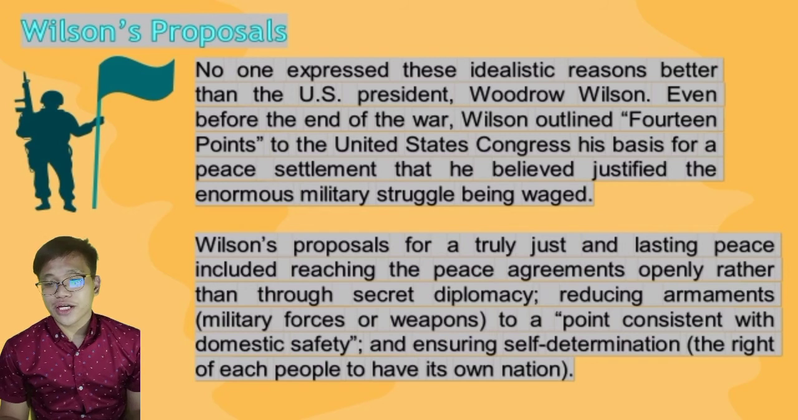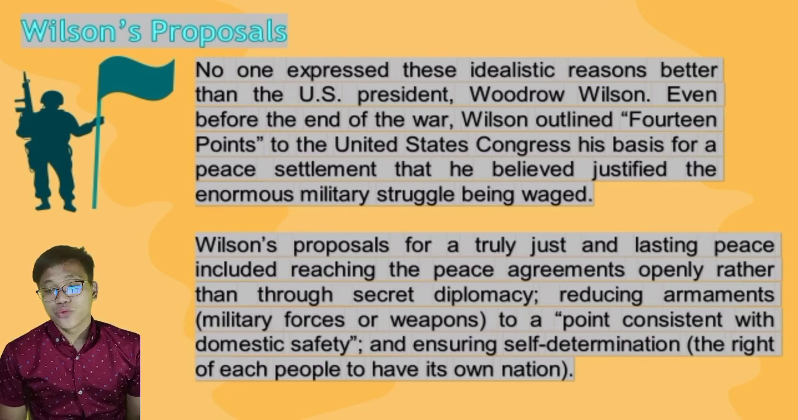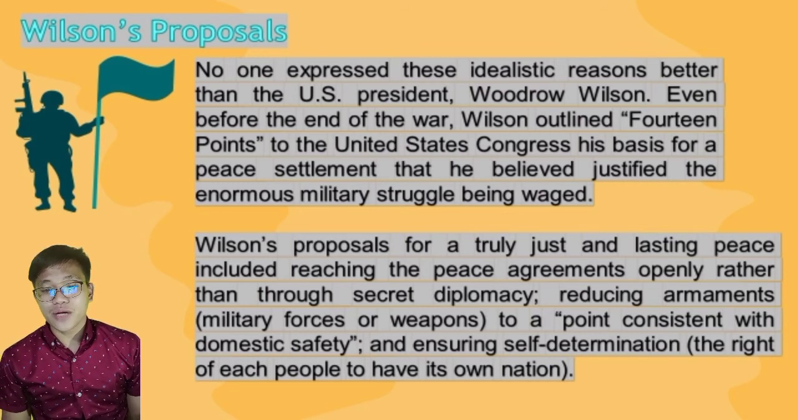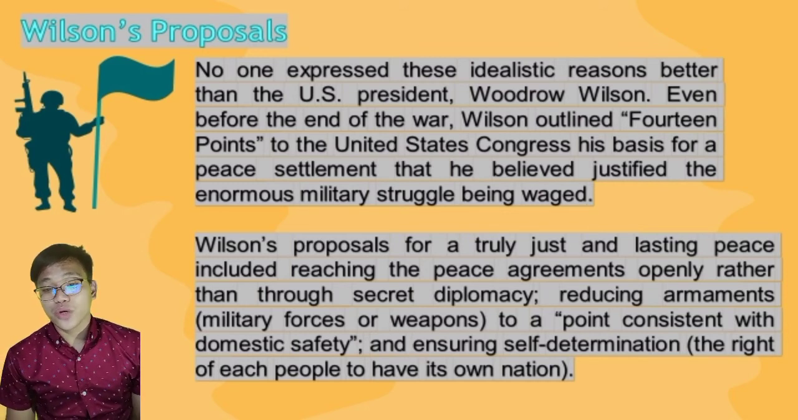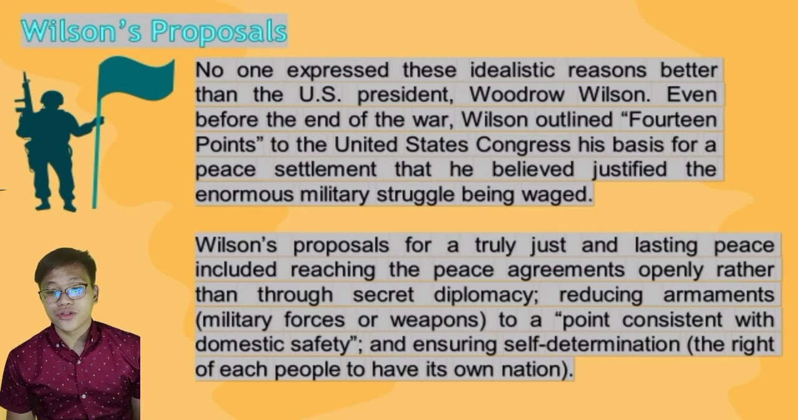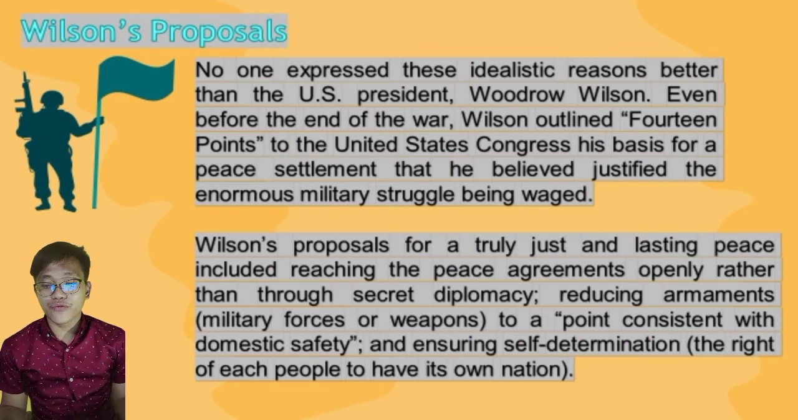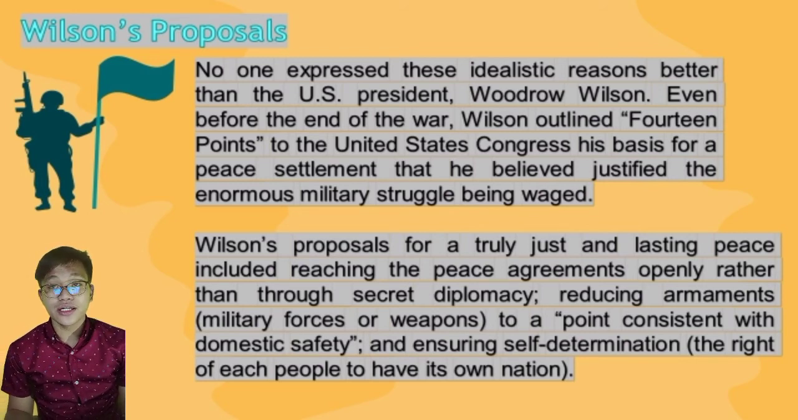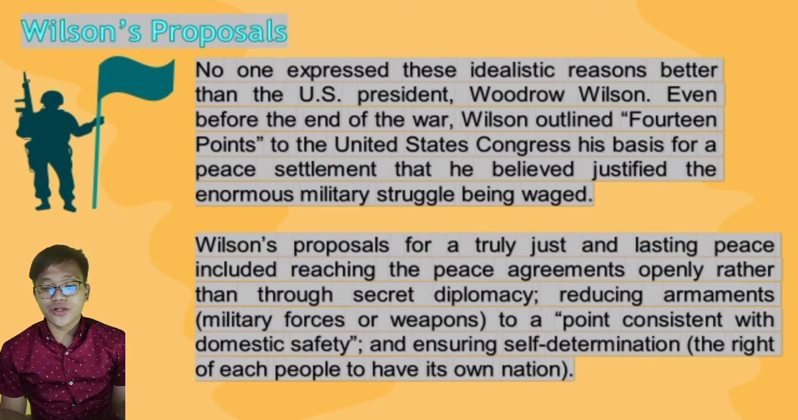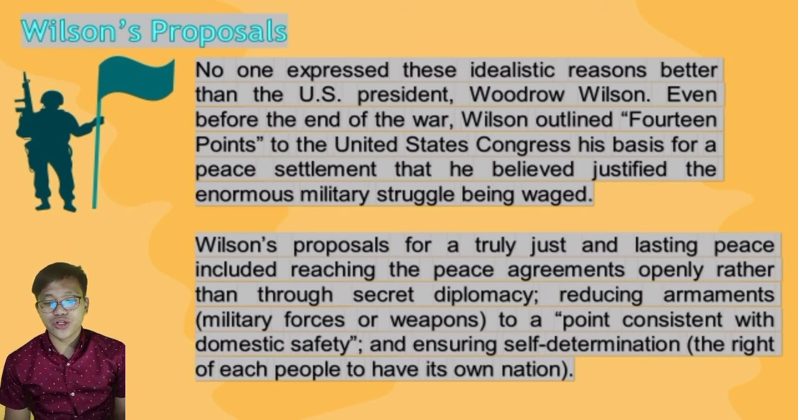So, Wilson's proposal for a truly just and lasting peace included reaching peace agreements openly rather than through secret diplomacy, reducing armaments, or weapons, to a point consistent with domestic safety, and ensuring self-determination, the right of each people to have its own nation. Wilson became the spokesperson for a new world order based on democracy and international cooperation. When he arrived in Europe for the peace conference, he was enthusiastically cheered by many Europeans. Wilson soon found, however, that more practical motives guided other states.